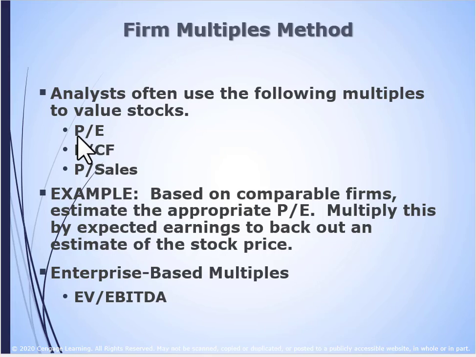The PE ratio, that's price to earnings, price to cash flow, price to sales. And there are more. In addition, away from price, there's something called the enterprise-based multipliers, which is the enterprise value divided by EBITDA. So we'll talk about these as we go through some of these slides.